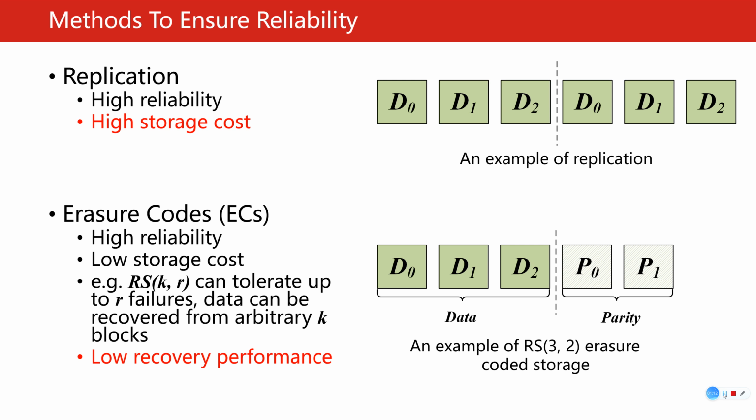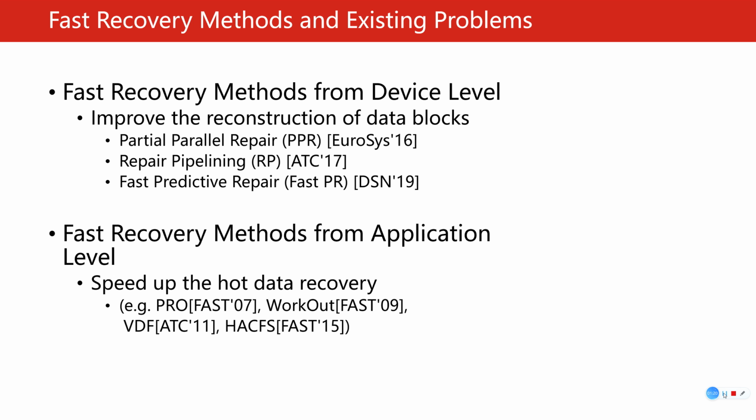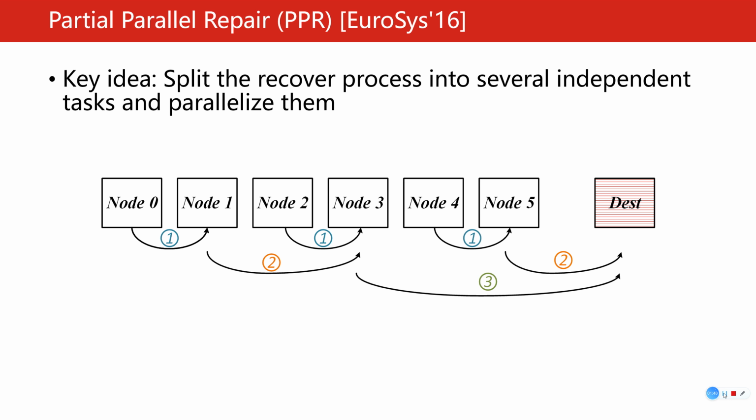However, due to high failure risks of disk drives, a challenging issue is how to shorten the recovery process. In the past 10 years, a few recovery methods are proposed to accelerate the recovery. Some methods speed up the reconstruction via pipelining in the device level, like partial parallel repair, repair pipelining, and fast predictive repair. Meanwhile, several methods are given to reconstruct the hot data in advance, which investigate the data access patterns from upper-level applications. One of the state-of-the-art recovery methods is PPR.